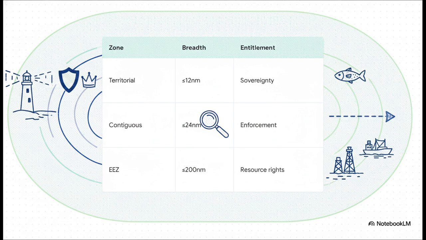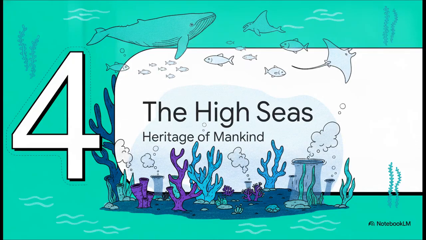Just think about it. As we travel from the 12-mile mark to the 24-mile mark, out to the 200-mile mark, a coastal state's absolute ironclad control slowly dilutes. It goes from full sovereignty down to mere enforcement control, and finally dilutes into purely economic resource rights. Section 4. The High Seas, the Common Heritage of Mankind.